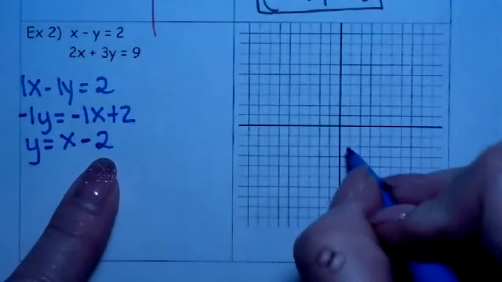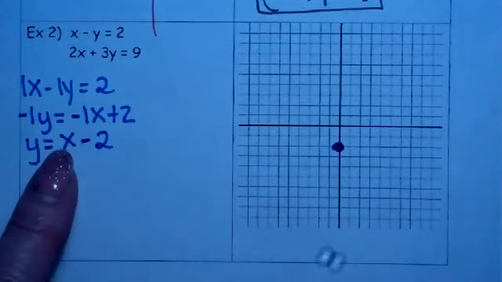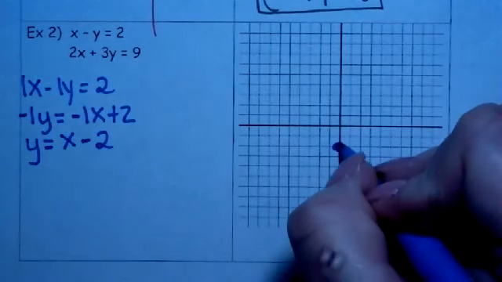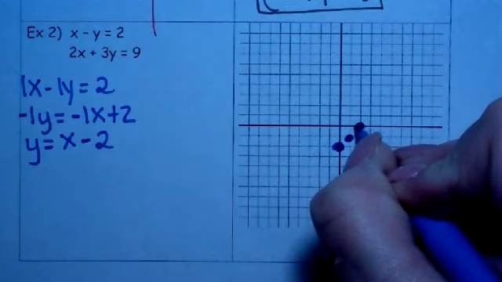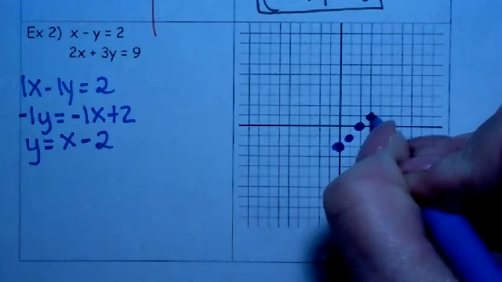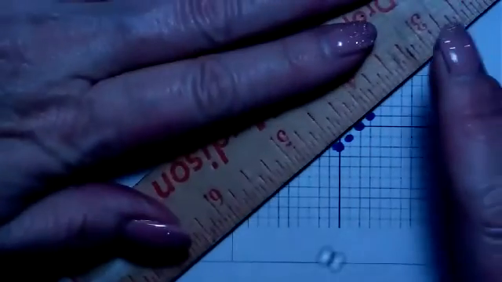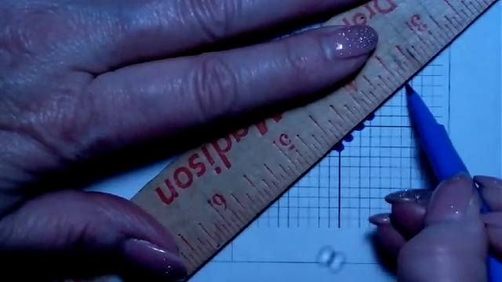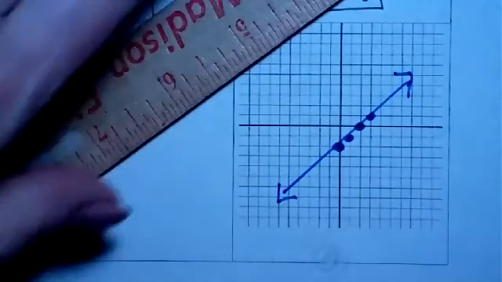So this time I'm going to start at -2 for my y-intercept. My slope here is 1, which is 1 over 1, or up 1, right 1. So up 1, right 1, up 1, right 1. Okay, and I'm going to do that a few times because I don't know where these lines are actually going to intersect. So I want a nice, accurate line to work with. And I'm going to remember to put my arrows.